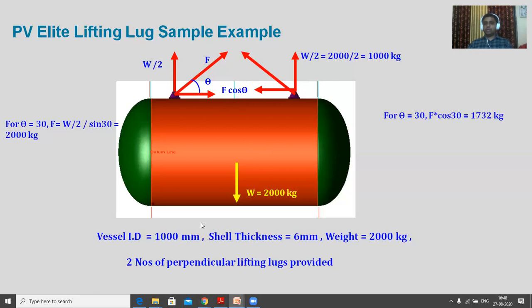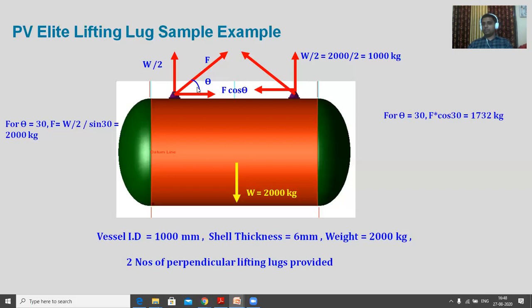So please do remember, though 1000 kg was the vertical load, because of the angle theta, if the angle theta is 30 degrees, this angle is how much? 60 degrees. This is 90, this is 60, 60, 60, 120. So if this lifting angle is 120 in between and this angle theta is equal to 30 degrees, then this reaction force, because if this is how much?